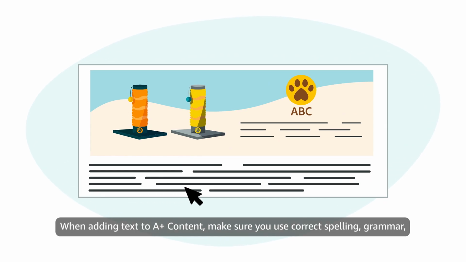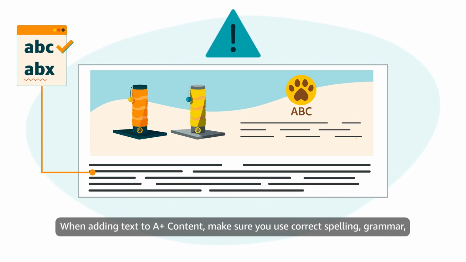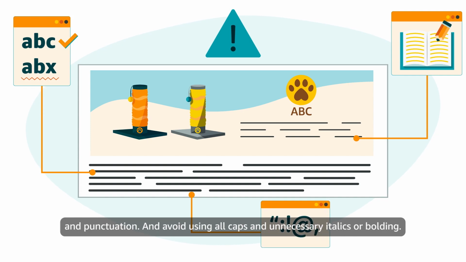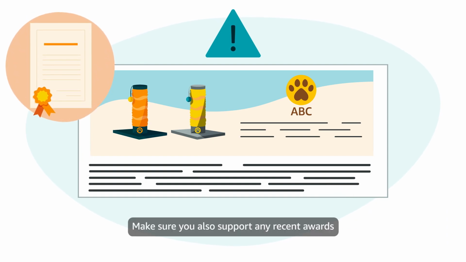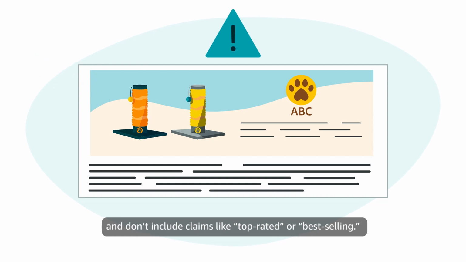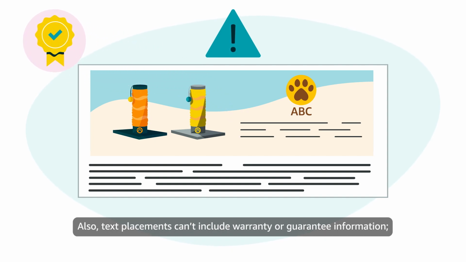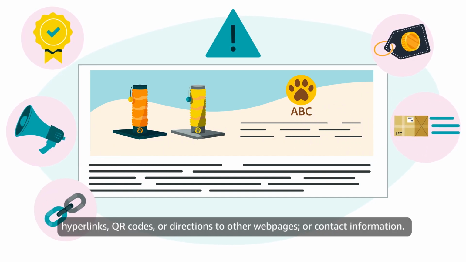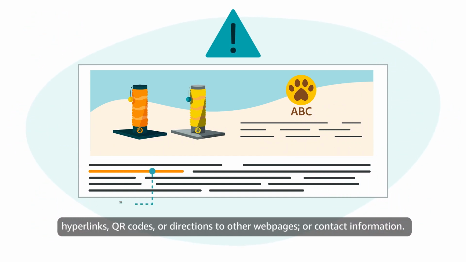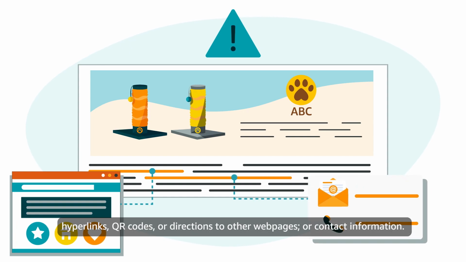When adding text to A+ content, make sure you use correct spelling, grammar and punctuation, and avoid using all caps and unnecessary italics or bolding. Make sure you also support any recent awards or endorsements that you mention, and don't include claims like top-rated or best-selling. Also, text placements can't include warranty or guarantee information, pricing, promotional or shipping details, hyperlinks, QR codes or directions to other web pages, or contact information.